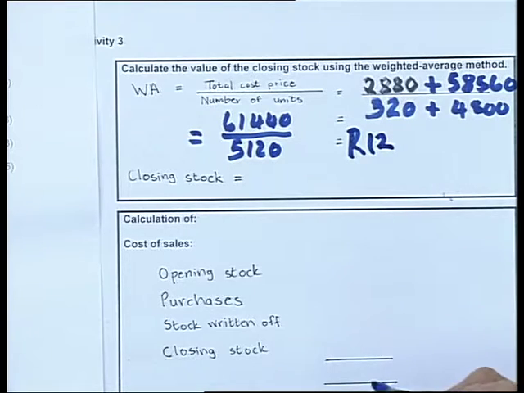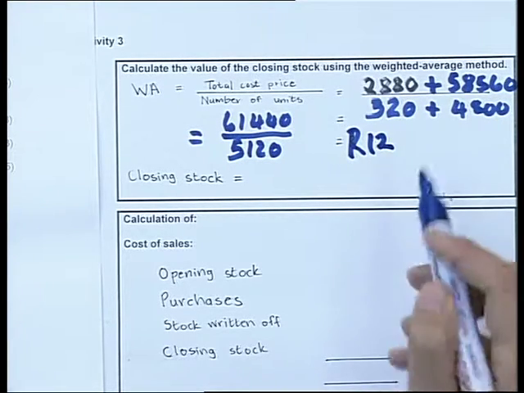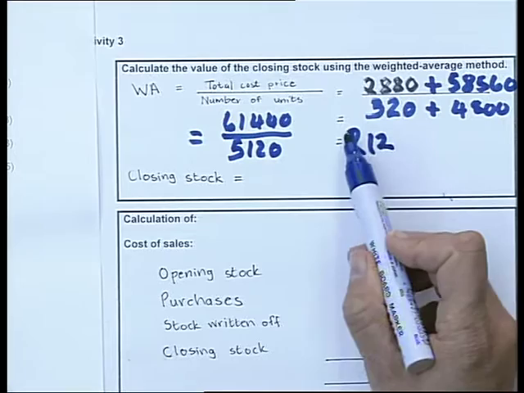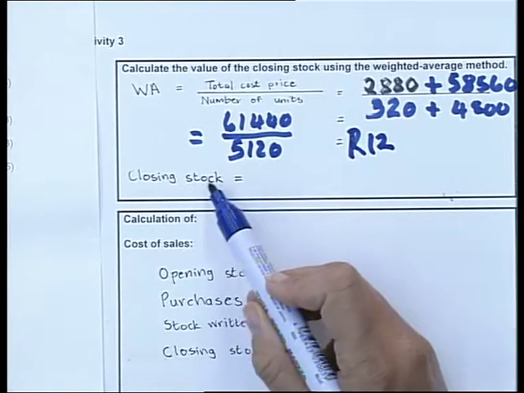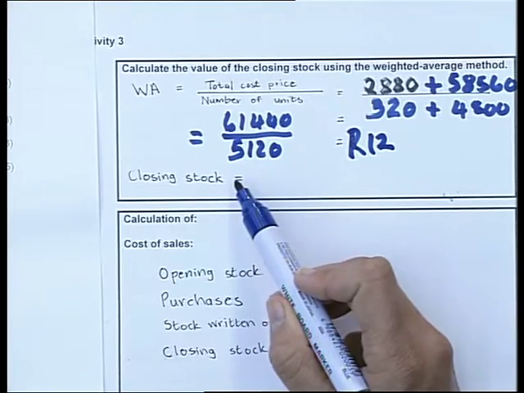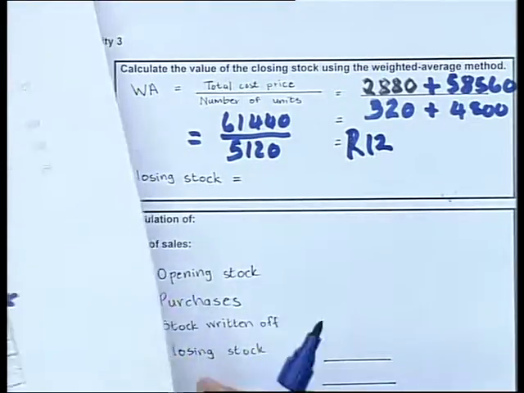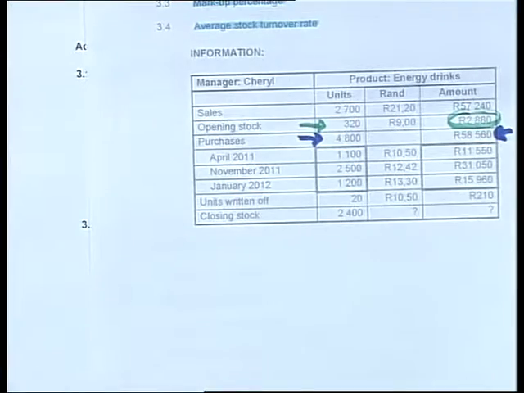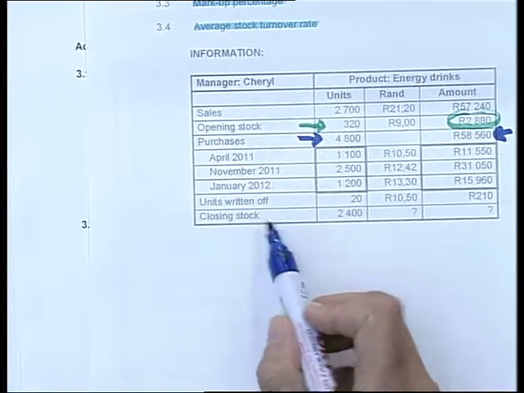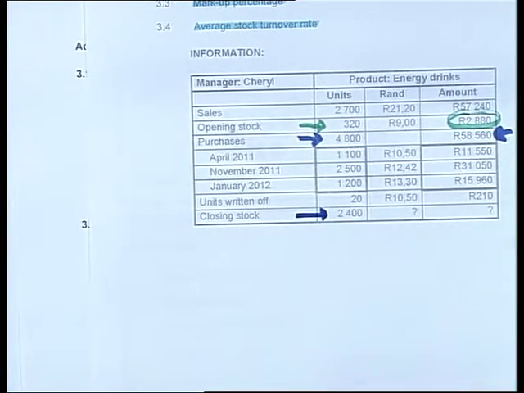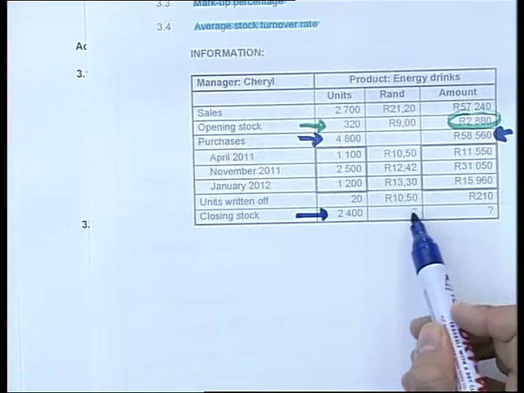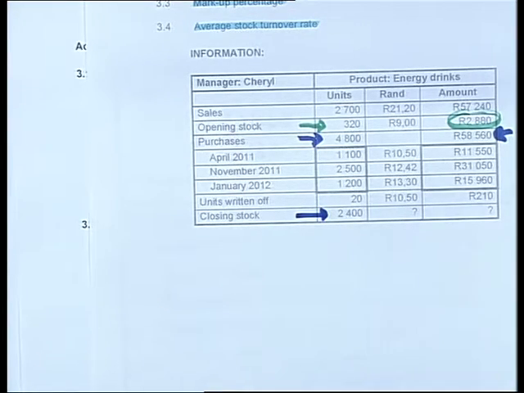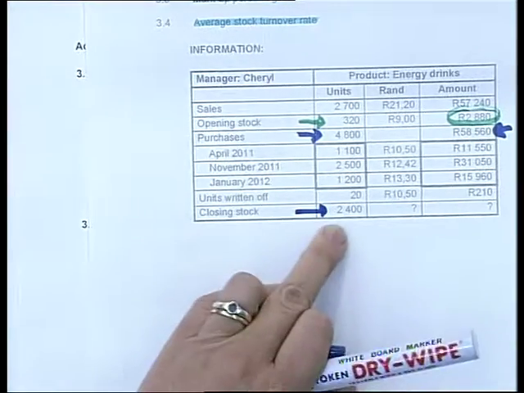Okay, but now we've only got the average cost per unit. We still need to calculate the value of our closing stock. So now we need to know what's the number of units in our closing stock. And here they tell you, closing stock, number of units is 2,400, but they don't give you the average price because that's what you've just calculated. So now we can say 2,400.